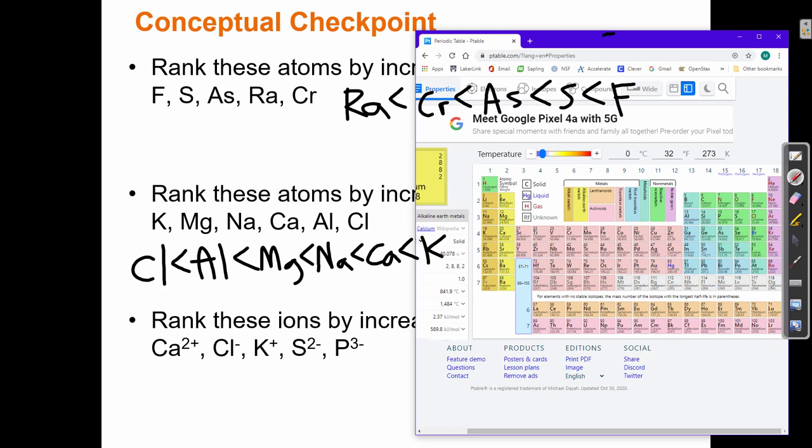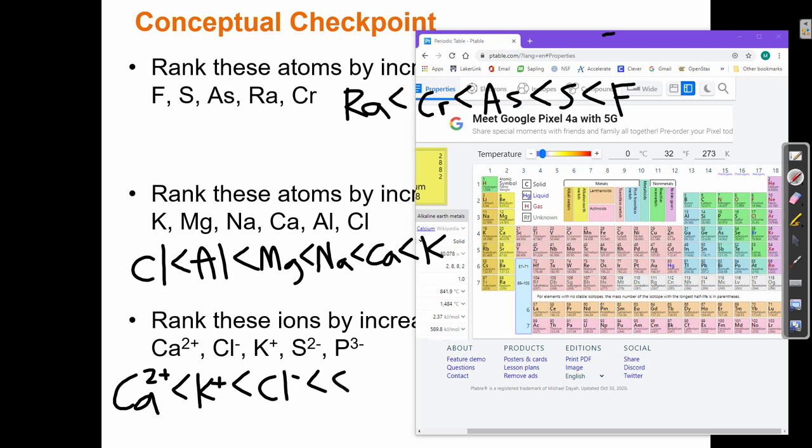If calcium has the most protons, then calcium pulls on those 18 electrons harder than anyone else, because calcium has 20 protons. So it pulls on 18 electrons really hard. It makes that ion really small. The next one is going to be potassium. It has 19 protons. And then chlorine, it has 17 protons. And then sulfur, it only has 16 protons. And then phosphorus, it only has 15 protons. So phosphorus is the biggest. It has 15 protons and 18 electrons. So that makes a really, really big ion. Calcium is the smallest because it has 18 electrons and 20 protons, which pulls on those electrons and makes them really small.